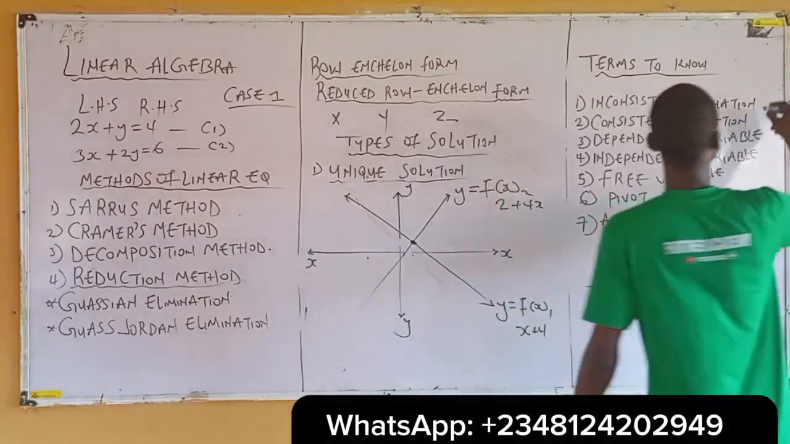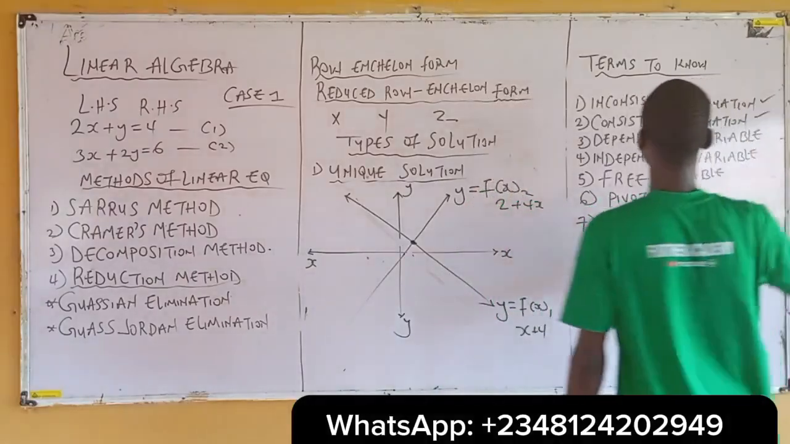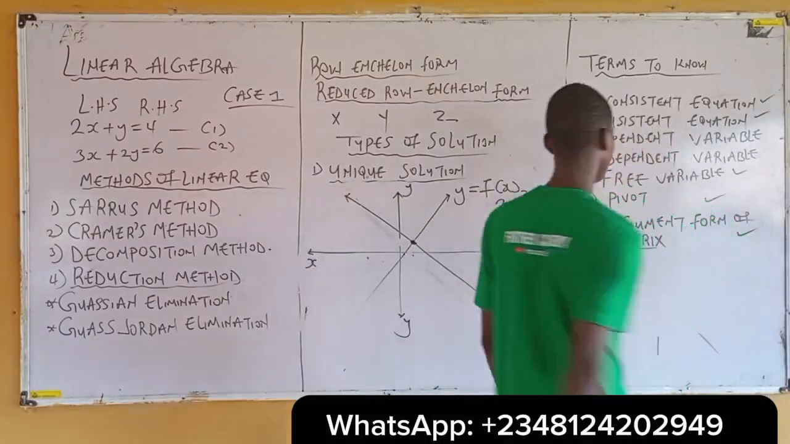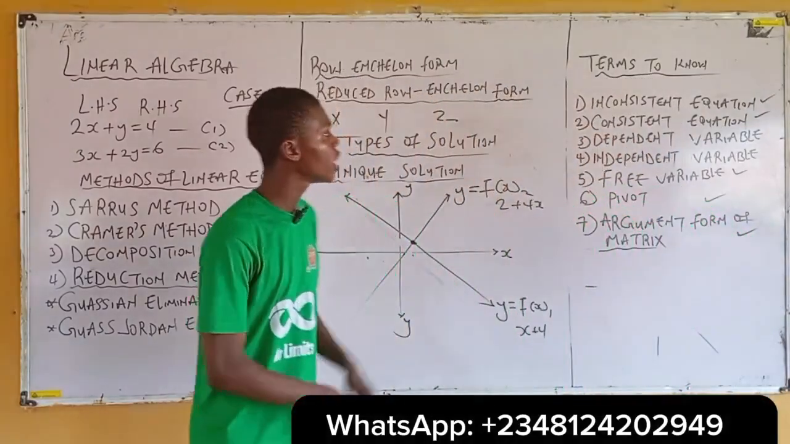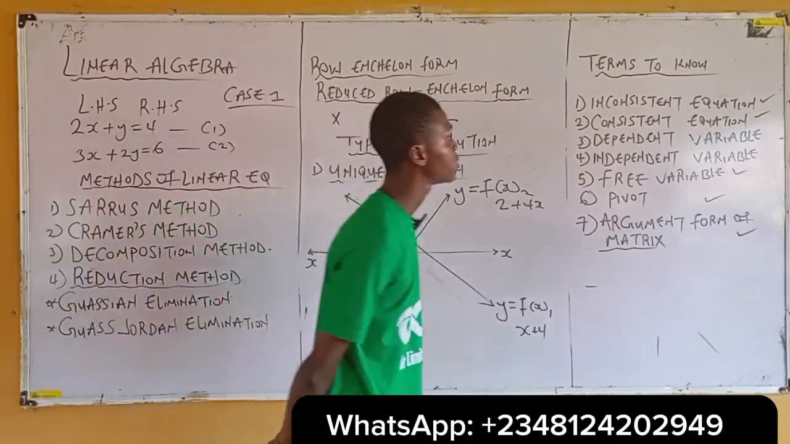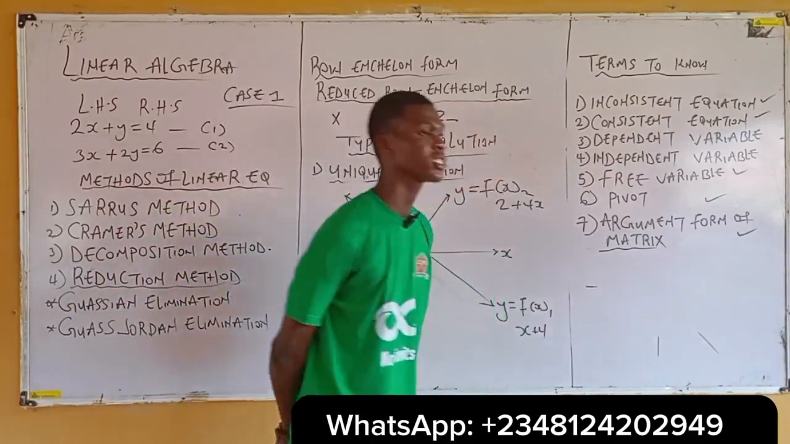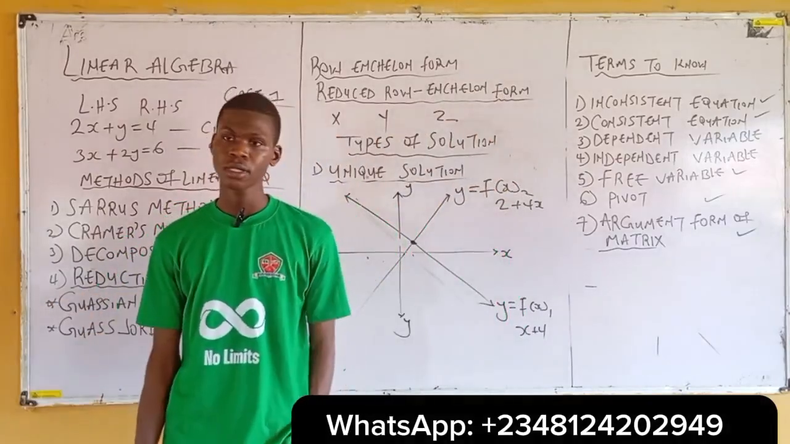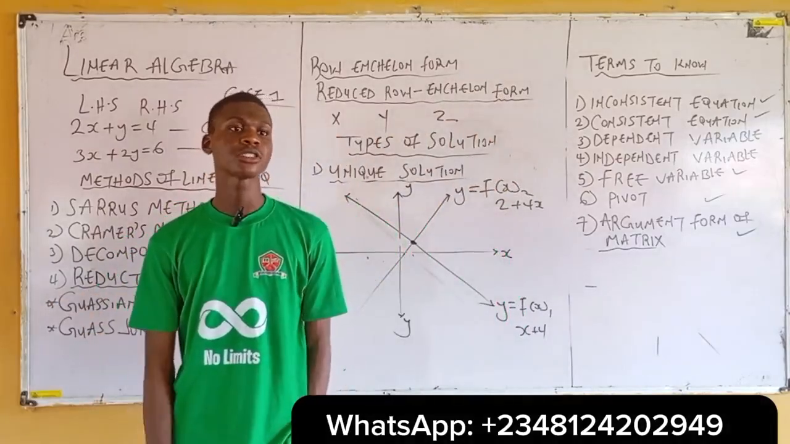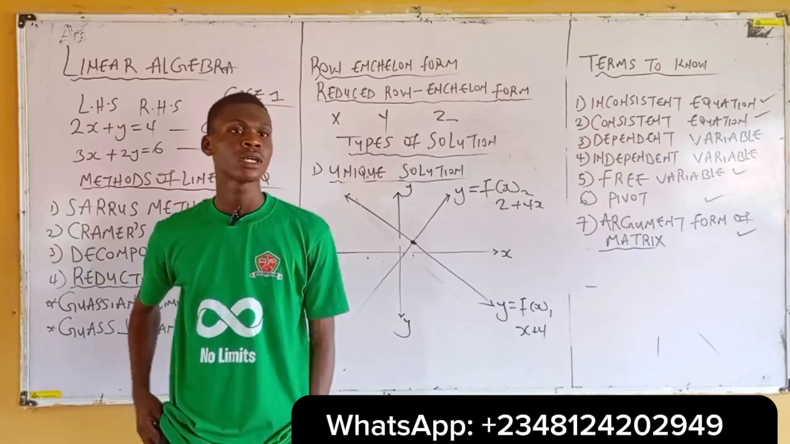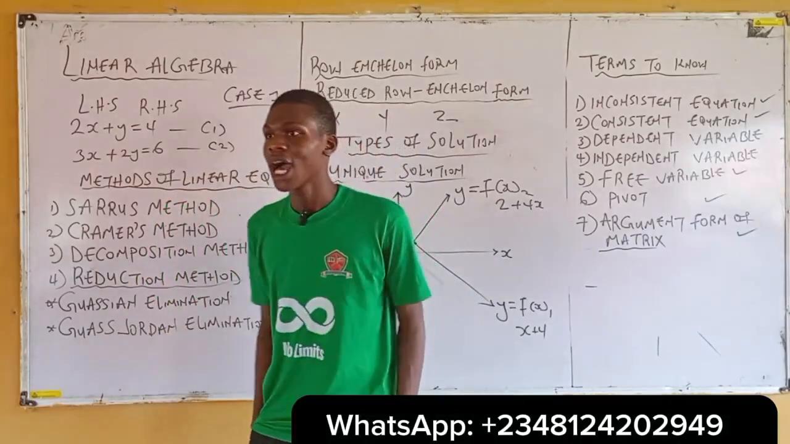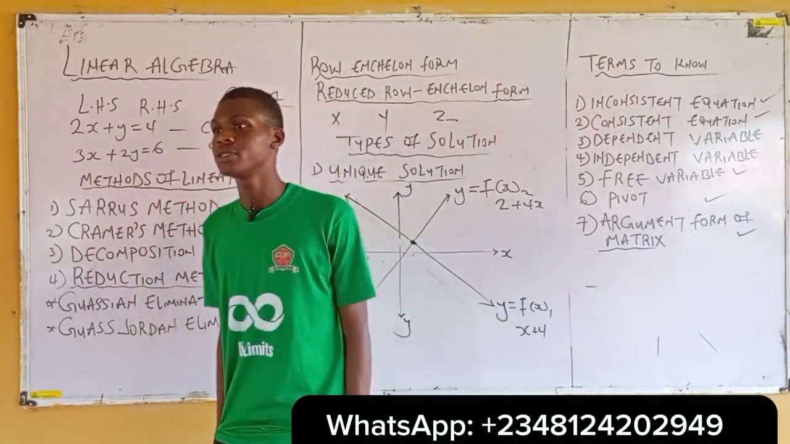And I've explained inconsistent, consistent, free variable, pivot, and augmented form of matrix. True or false? So let's look at it one after the other. The first one, inconsistent equation. What do you understand by inconsistent equation? When there is no solution, exactly. When there is no solution. And how do you know if there is no solution?